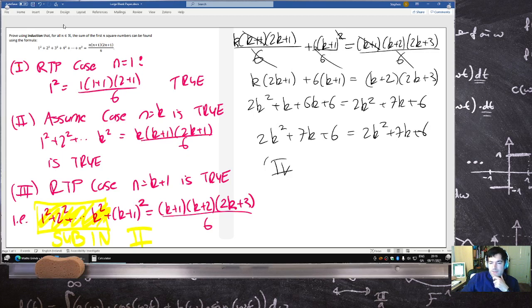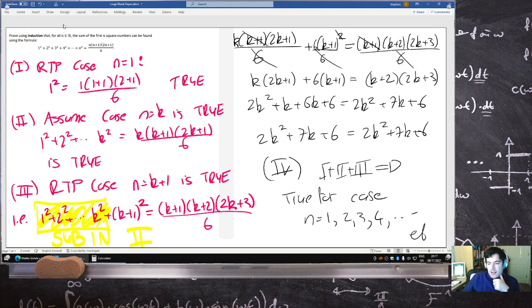Perfect. So now our logic 1 plus 2 plus 3 means it's true for case n equals 1, then its neighbor, then its neighbor, then its neighbor, etc. So yeah, pretty standard question.